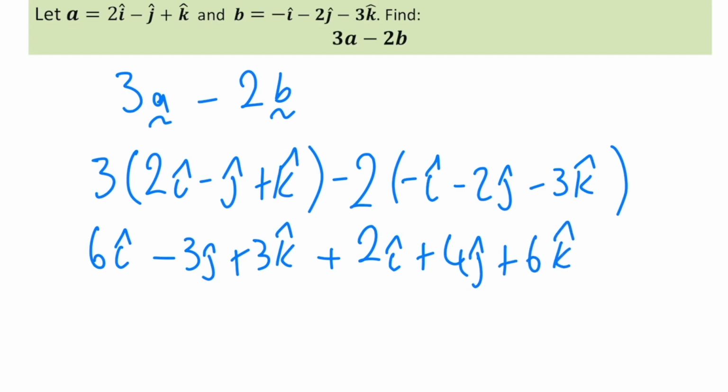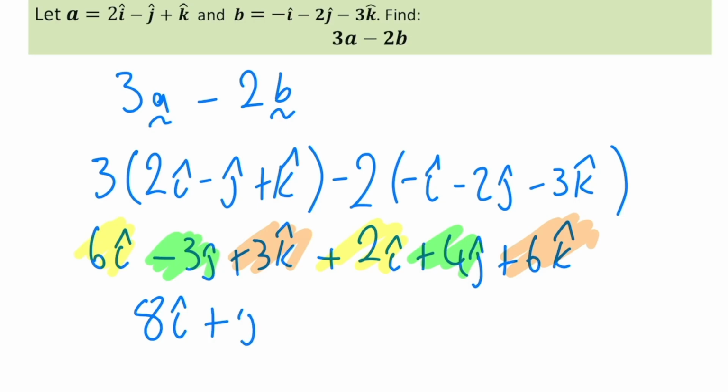So now once I've got all my components in i, j, and k, I can simply add my i components together, I can add my j components, and I can add my k components. Well, 6i plus 2i is going to give me 8 lots of i, negative 3j plus 4j gives me plus 1 lot of j, and then 3k plus 6k gives me plus 9 lots of k. So when I'm adding or subtracting two vectors in rectangular components, I can simply collect my i components, my j components, and my k components together, and that gives me my answer.